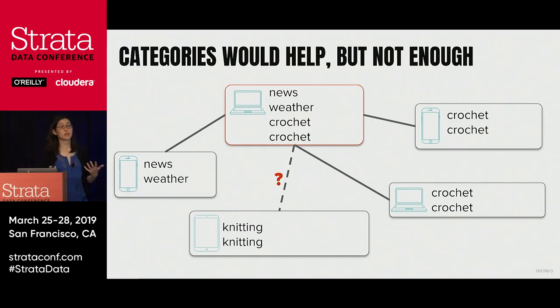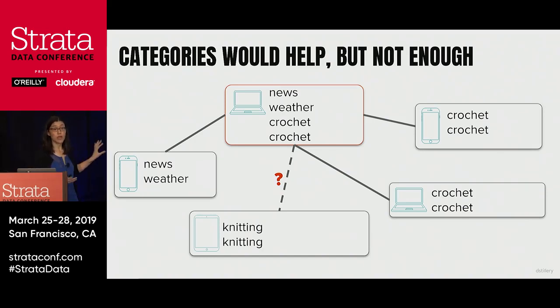Okay, so clearly we need some kind of dimensionality reduction, right? We need a way to bring more context in for each of these users. One way to do that would be to add categories to the websites. And you see this helps, right? So now we know that those two crochet websites are crochet websites, and we're able to find more similarities. So you get more overlap.